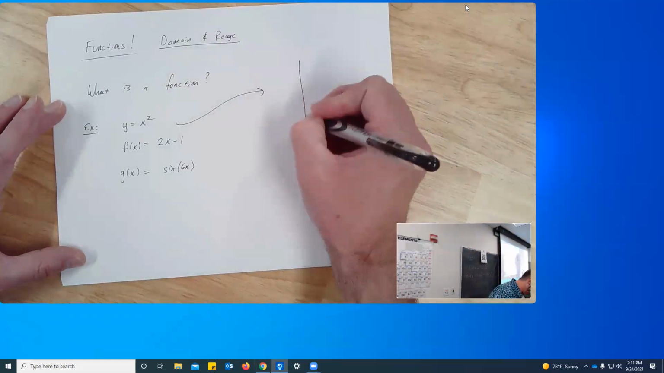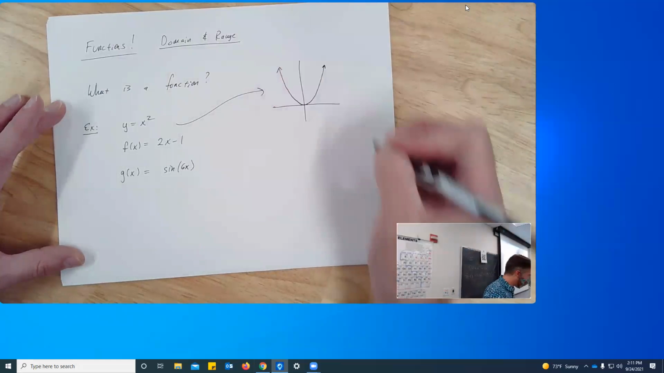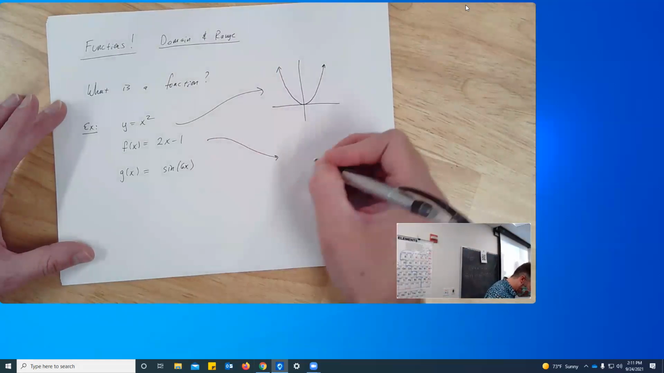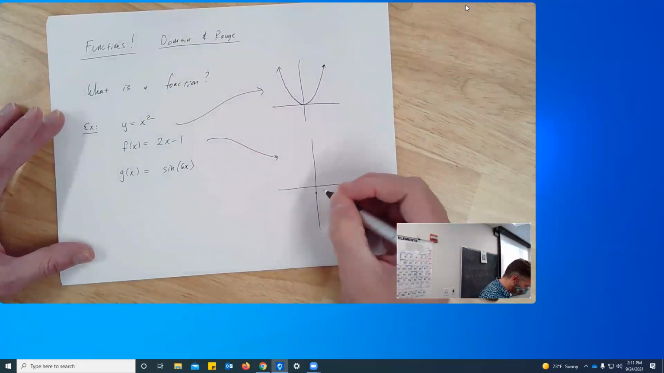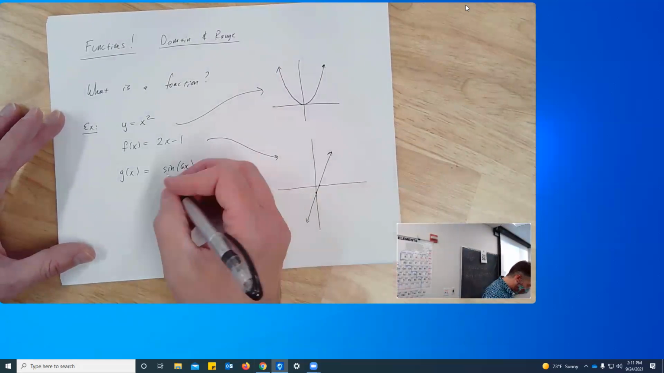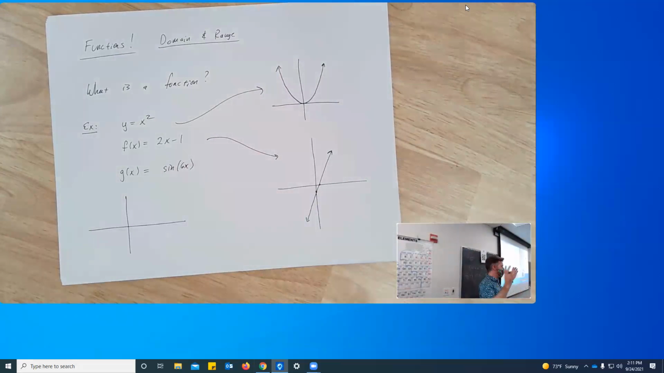So y equals x squared looks like this. Very generically. f of x equal to 2x minus 1 is a straight line. It's got a y-intercept of -1 and an x-intercept of positive 1/2. And sine of 6x looks like a regular sine function with a period that's been smushed in. It's got a period of 2 pi divided by 6, or pi over 3.